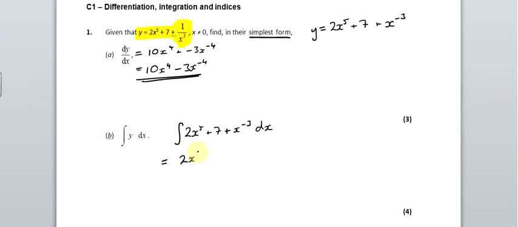So I've got 2x, the power goes up and I divide by the new power, plus 7, it goes from x to the 0 to x to the 1, divide by 1, don't normally write that, plus, now a bit trickier here, when minus 3 goes up it turns into minus 2, and I divide by minus 2, and don't forget the waitress joke, plus c.